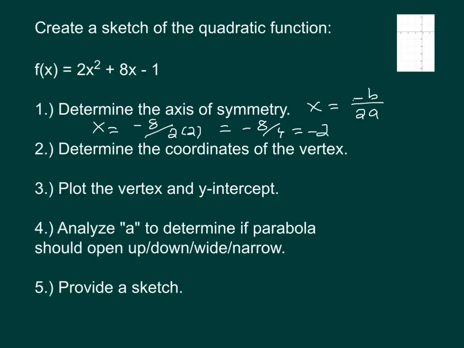A vertical line going through the x value of -2 is the axis of symmetry. Next, the coordinates of the vertex. I have to take that -2 and plug it into my equation. I'm basically looking for f of -2.